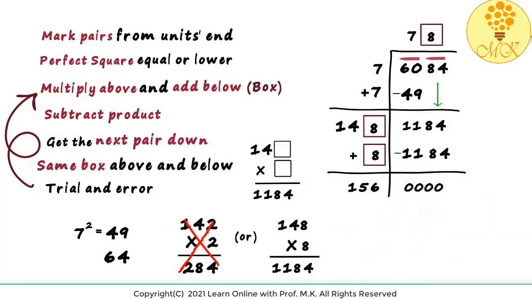We stop since there are no more pairs left in the number. The number at the top is the square root. We get the square root of 6084 as 78.